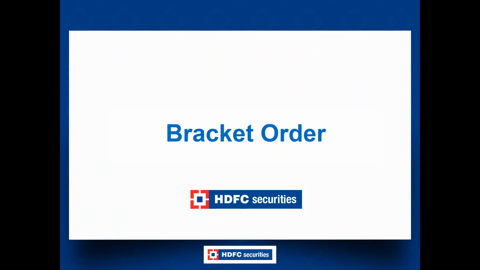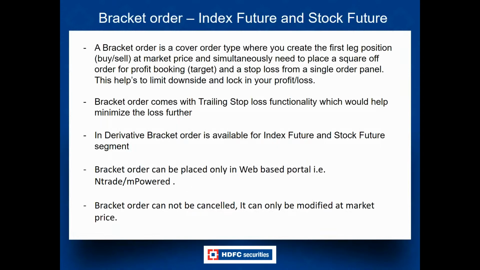Now let us understand a different order type called the bracket order. What is a bracket order? A bracket order is a cover order type where you can create the first leg position at market price and simultaneously place a square off order for profit booking and a stop loss from a single order panel. This helps to limit downside and lock in your profit and loss. So a bracket order, in short, consists of 3 order types.